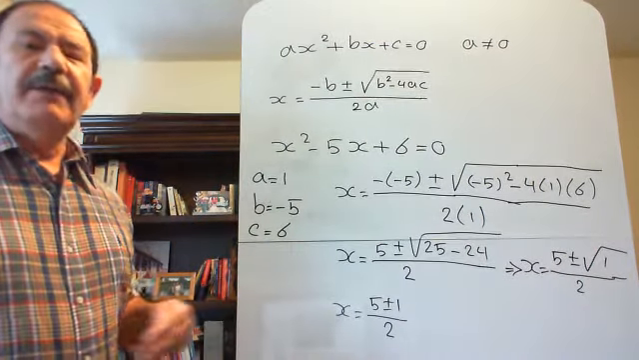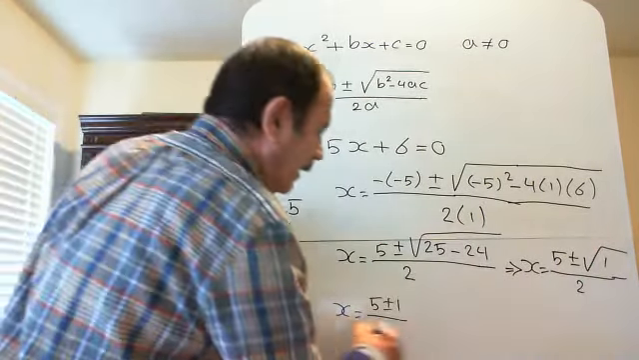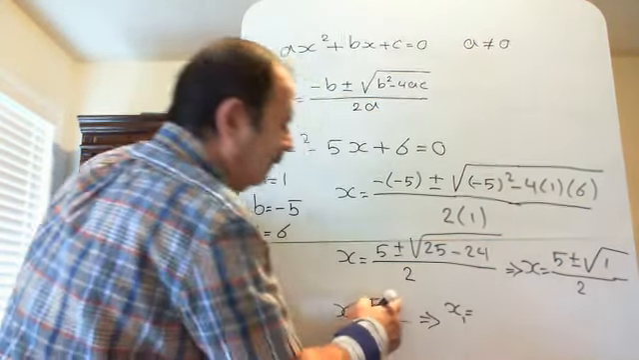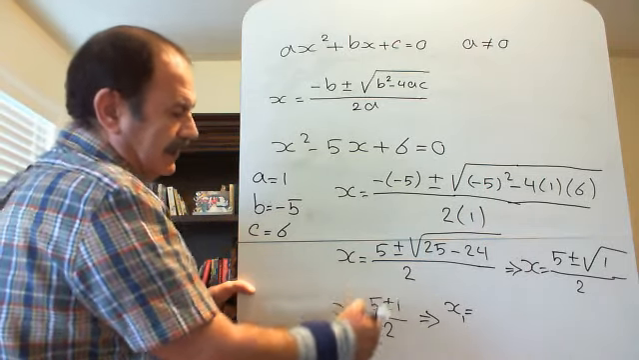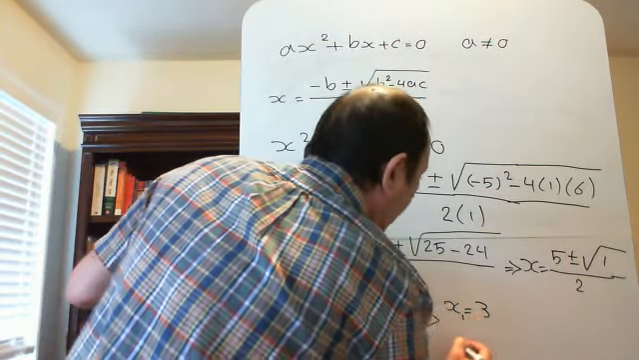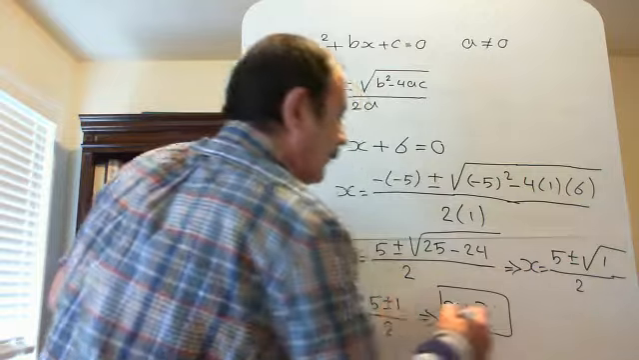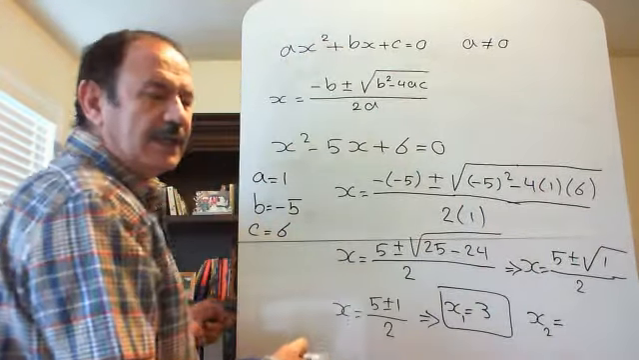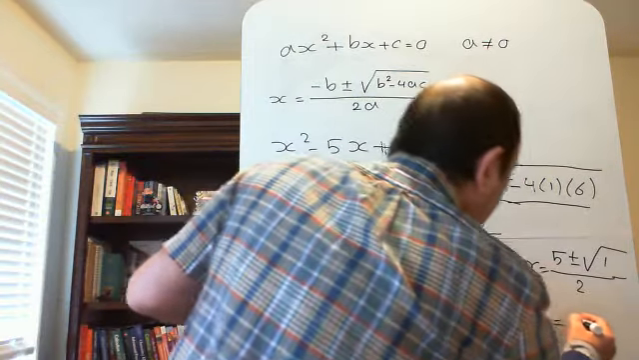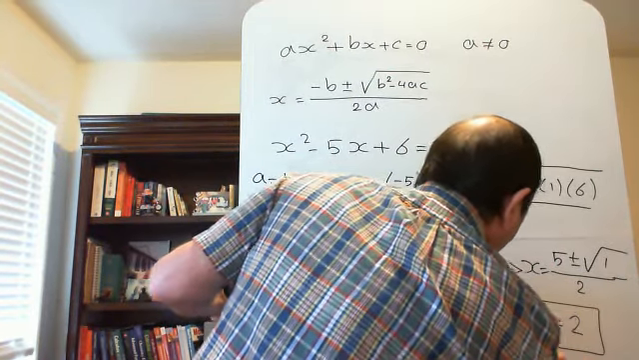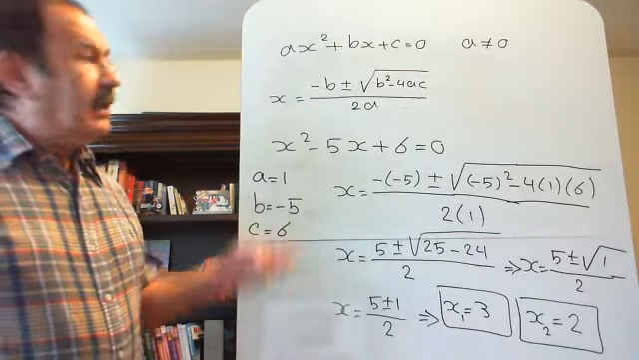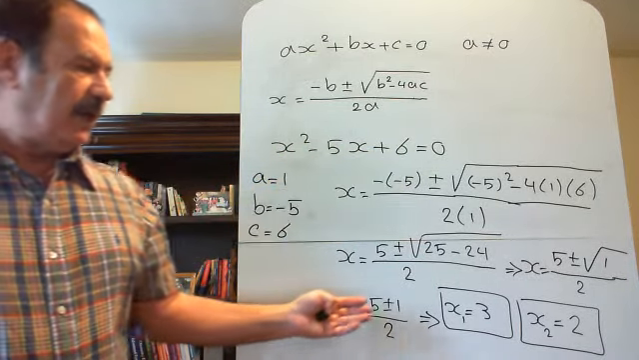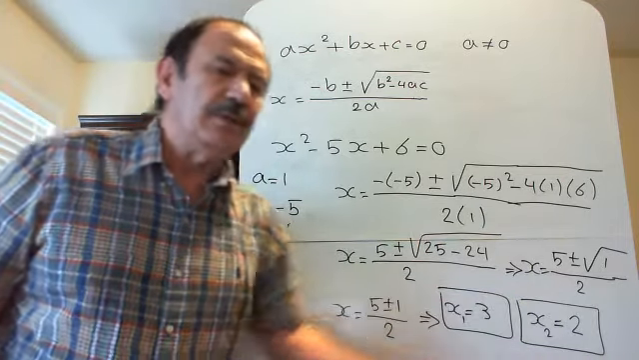Now, we have two answers. One of them, we can say x1 is equal to 5 plus 1 is 6, divided by 2 is 3. And what is the other answer? x2 is going to be 5 minus 1 is 4, and 4 divided by 2 is 2. So this quadratic equation, x squared minus 5x plus 6 equal to 0, has two answers, 3 and 2.